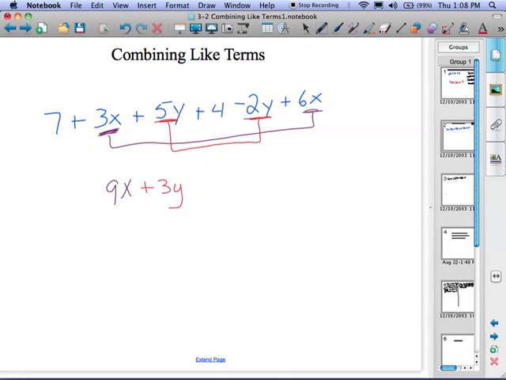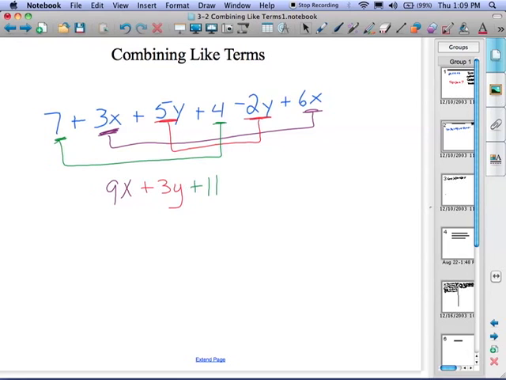Finally, we will look at any other variables. There are none. So we're left with numbers. We have a 7 and a 4. They're both positive, so we're going to add them. 7 and 4 is 11. So 7 plus 3x plus 5y plus 4 minus 2y plus 6x simplifies to 9x plus 3y plus 11. Your work with variables today is simplifying and combining like terms like this. You're not going to be substituting in for the variables today. Today is just sort of keeping track of them and keeping them separated.